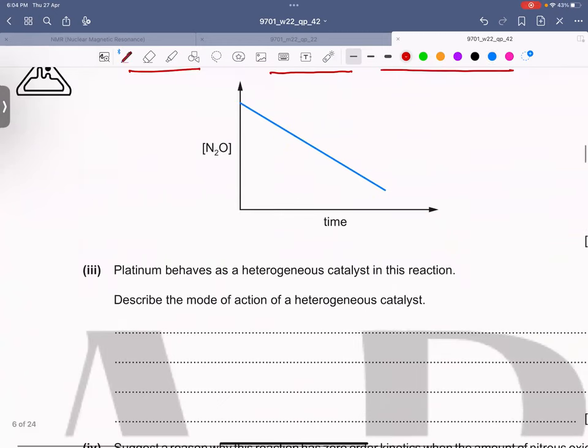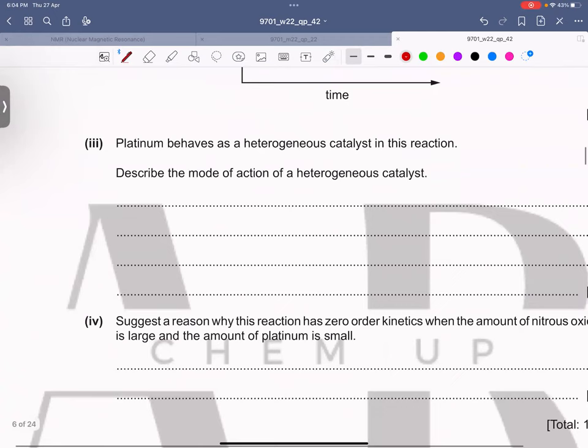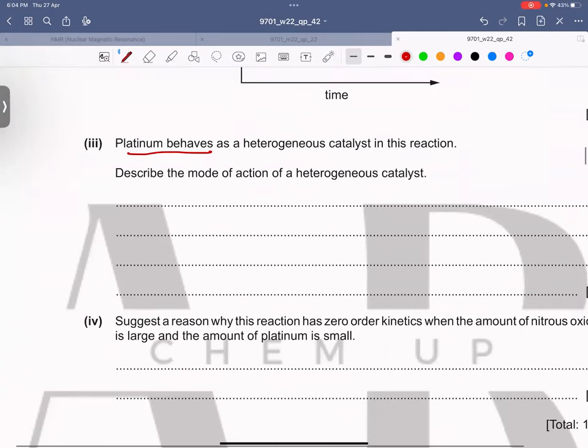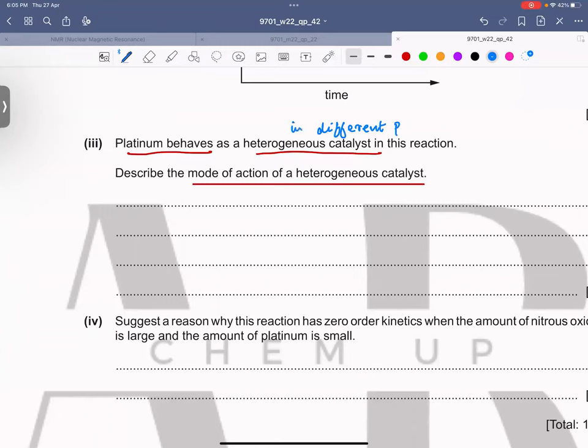Okay, next part. Platinum behaves as a heterogeneous catalyst in this reaction. Describe the mode of action of a heterogeneous catalyst. If you recall, we have discussed this: a heterogeneous catalyst is a catalyst which has a different state or phase compared with the reactants. The one in a different phase from the reactant, right?